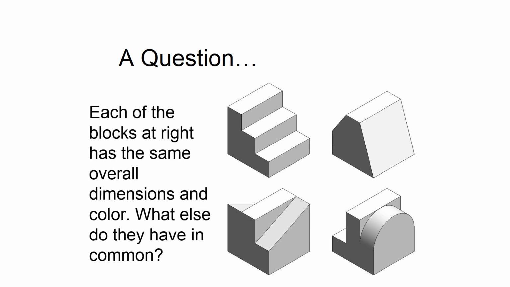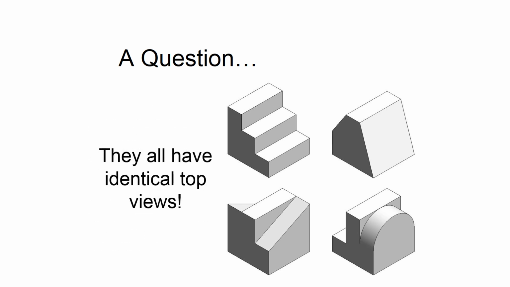The answer is they all have identical top views. The top views for each of these objects are the same, and so that's why we have to do multi-views, because if we only looked at the top view of this, we would only see the same object, and they're all radically different. So that's one of the reasons we use multi-views.